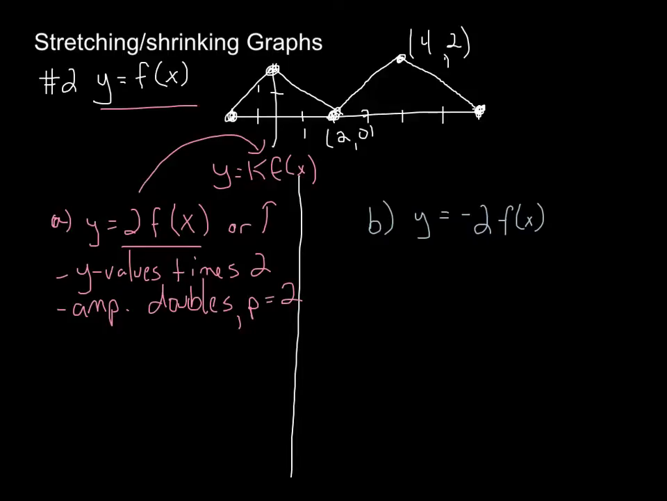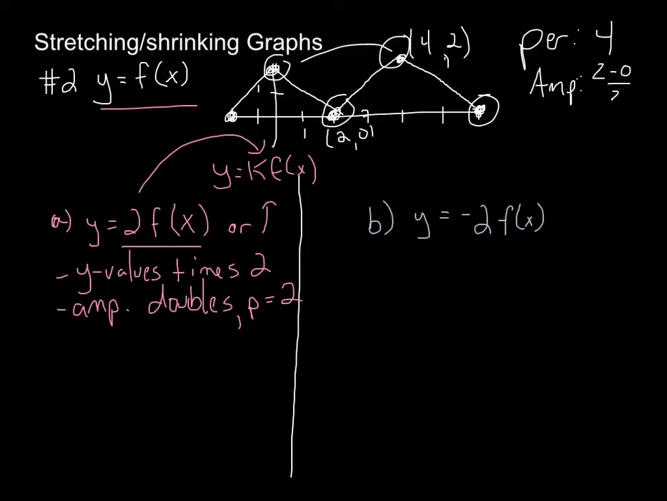How long does it take to get from min to min? 2, 3, 4, 5, 6. 6 minus 2 is 4. The period, guys, is 4. That's how long it takes to get through one full cycle. Or you could go from max to max. From 0 to 4 is 4. So the period's 4. The amplitude: max is 2, minus min is 0, divided by 2. That's 1. The amplitude is 1.